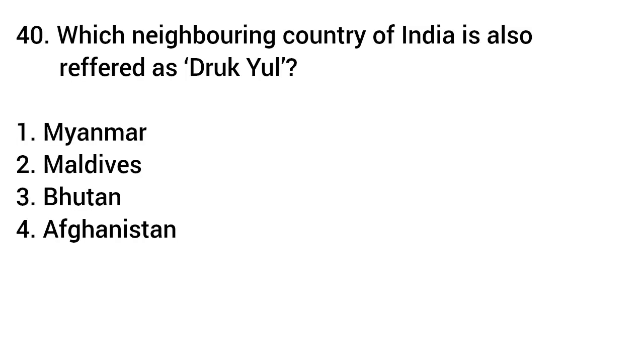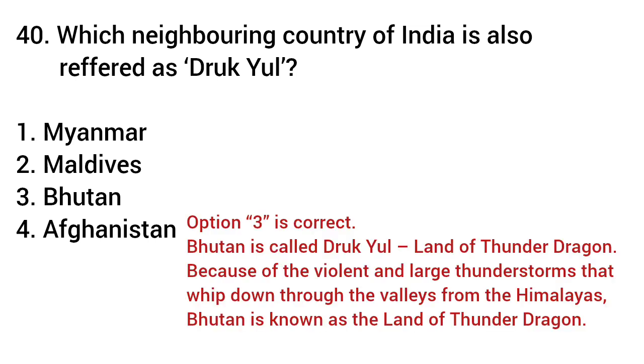Which neighboring country of India is also referred as Druk? Answer. Option 3 is correct. Bhutan is called Druk, land of thunder dragon, because of the violent and large thunderstorms that whip down through the valleys from the Himalayas. Bhutan is known as the land of thunder dragon.